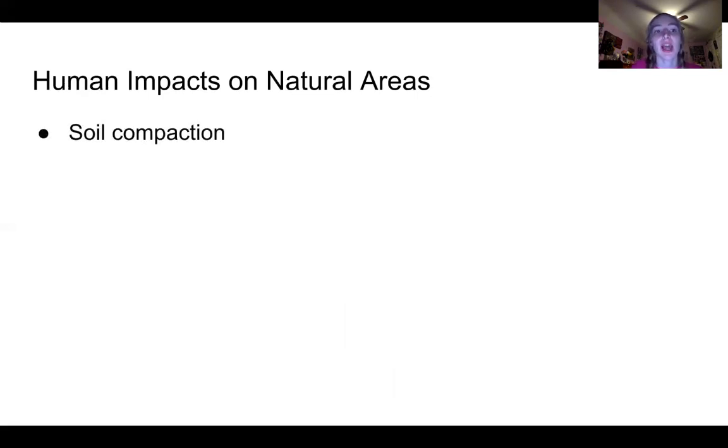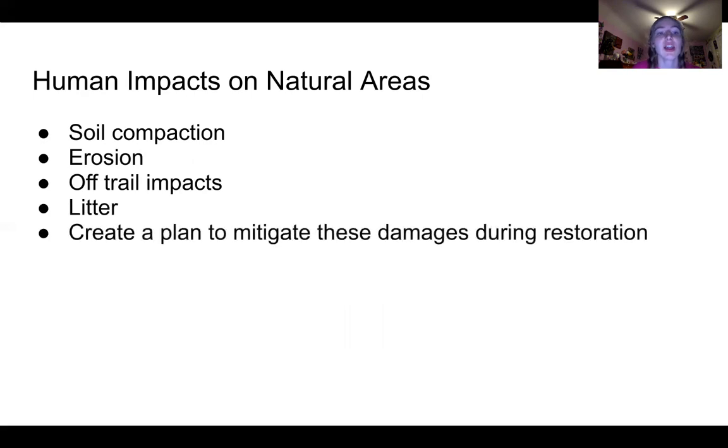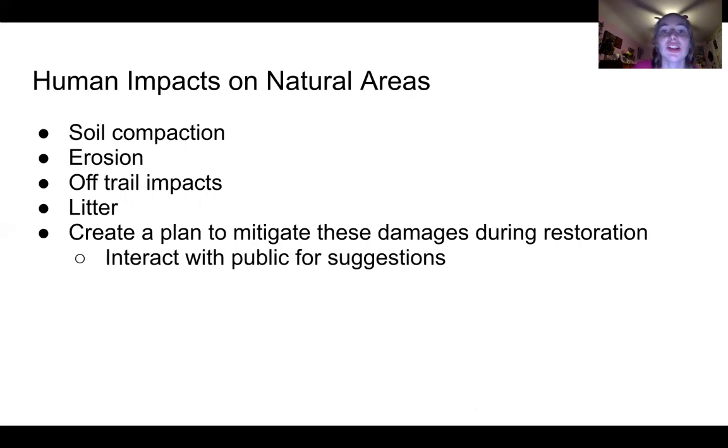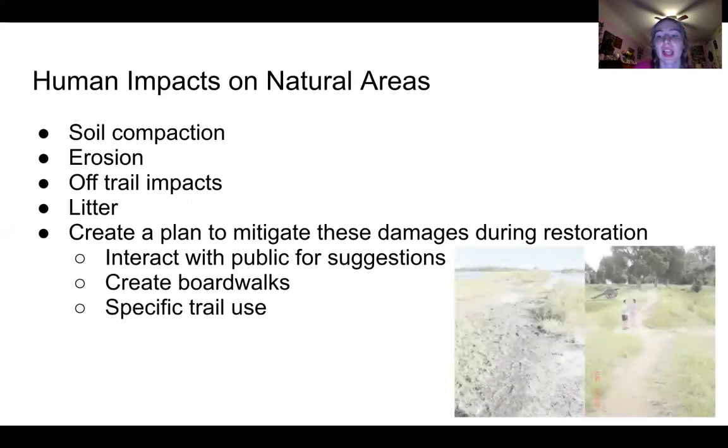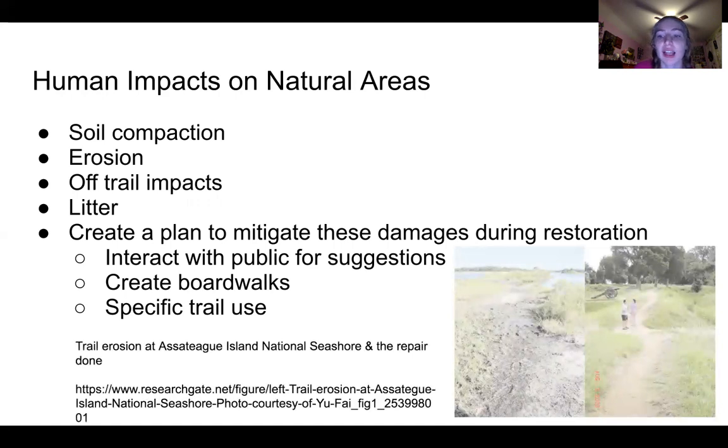There's a lot of impacts that we have, but some of them are soil compaction, erosion, off-trail impacts when you go off, and littering. You need to create a plan to help mitigate these in your restoration during the planning stages. You could interact with the public for suggestions, especially how they want to use the area that you're restoring. You could create boardwalks so they're not on delicate ecosystems. You can designate specific trail use for like biking or ATVs or horseback riding. And here's an example of trail erosion at Assateague Island and how they've tried to restore and repair it.